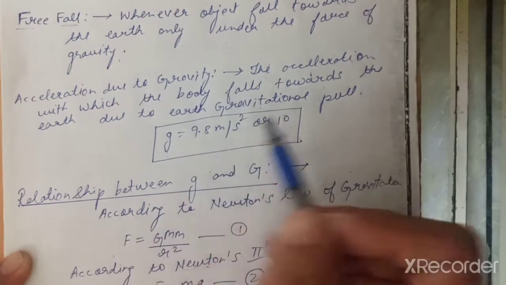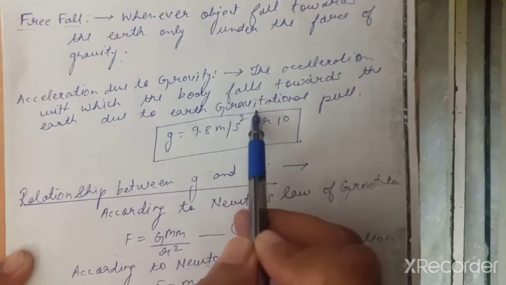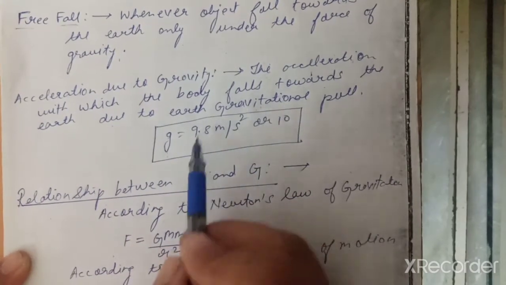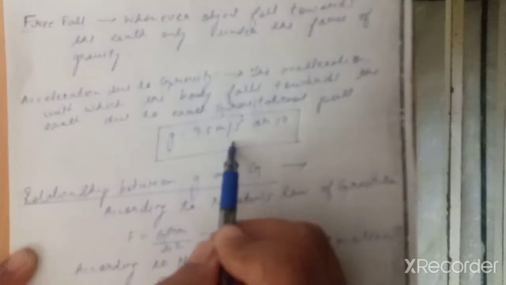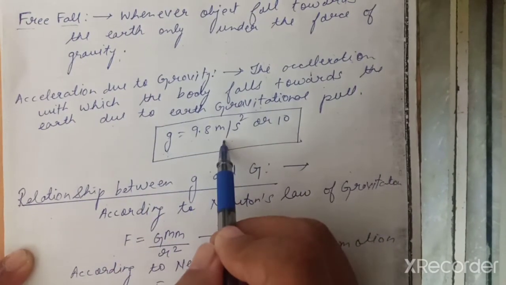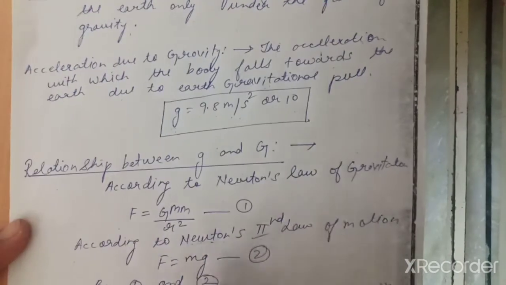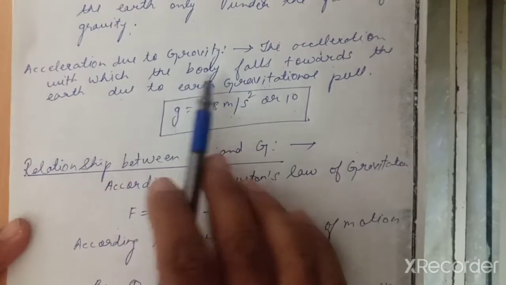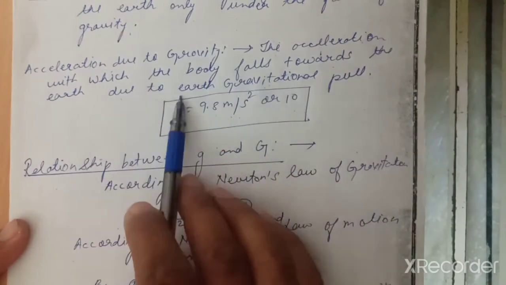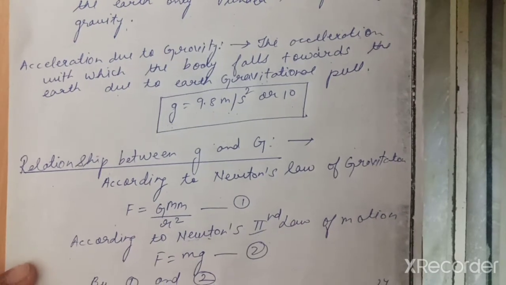And when the object is falling towards the earth due to the earth's gravitational pull, the value is 9.8 meter per second square. So what is the value of small g? It is 9.8 meter per second square, or we can consider it as 10. Okay. So the acceleration with which the body is falling towards the earth due to the earth's gravitational pull is called the acceleration due to gravity.